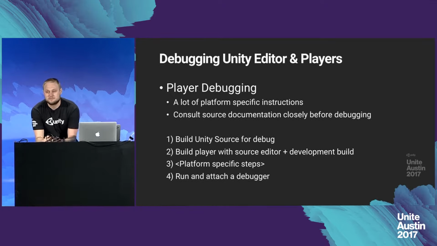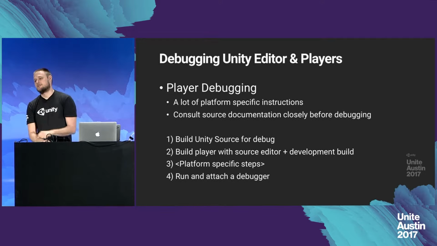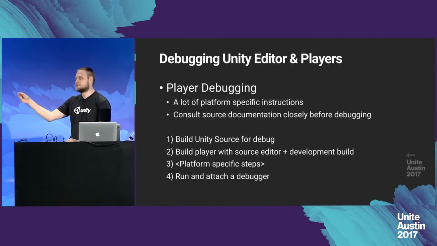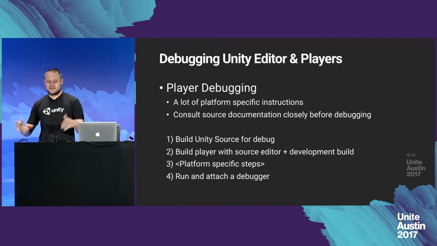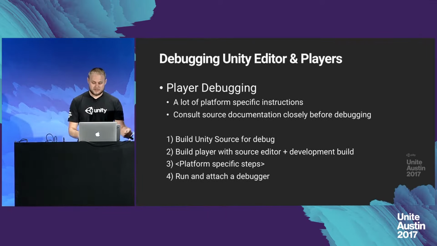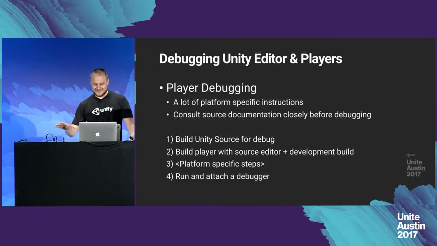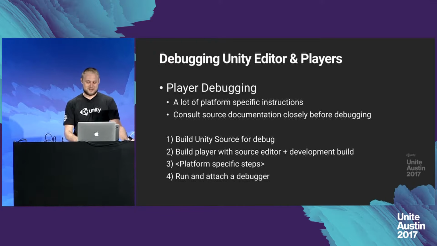Sometimes that means you have to open up Android Studio. For iOS, that means you have to drop the DLL into the player Xcode project. It's just going to depend on the platform. So follow whatever those steps are, and then again, run and attach. What do you know? There you go, you're debugging. OK, so that's the easy part about debugging Unity. We're done with that. Let's get into the hard parts.